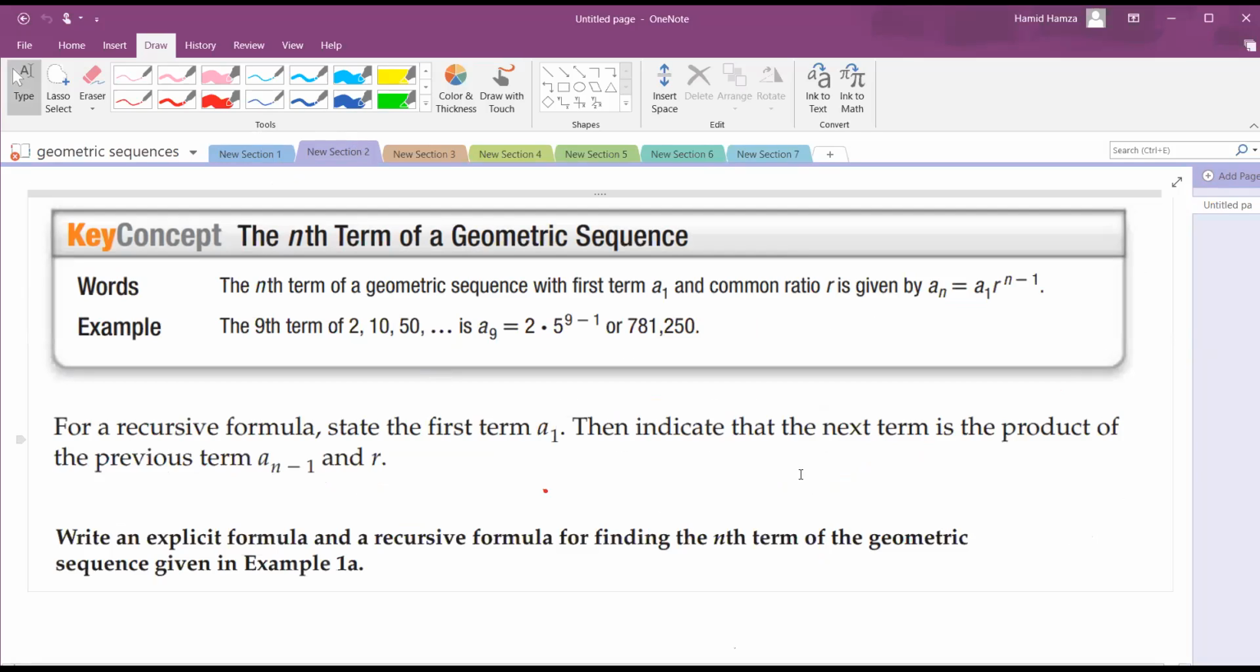Now we'll take the nth term or general term or the explicit formula for the geometric sequence. So this is the nth term. An equals a1 r raised to power n minus 1. And you know that we use this formula to find any term in the geometric sequence. So an equals a1 r power n minus 1.